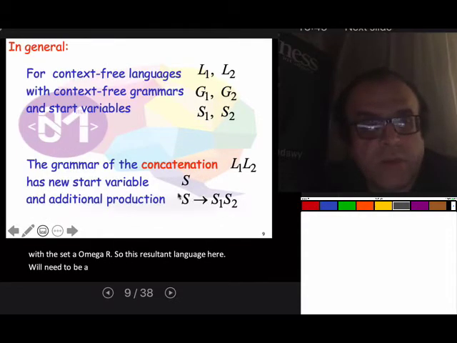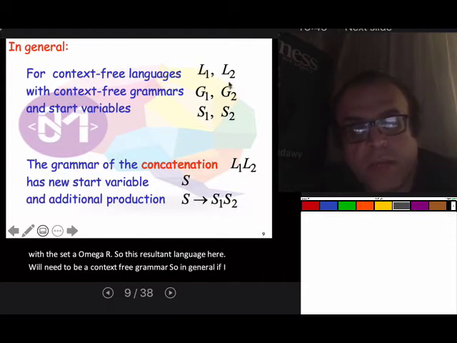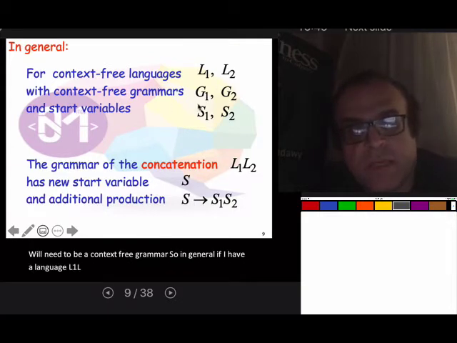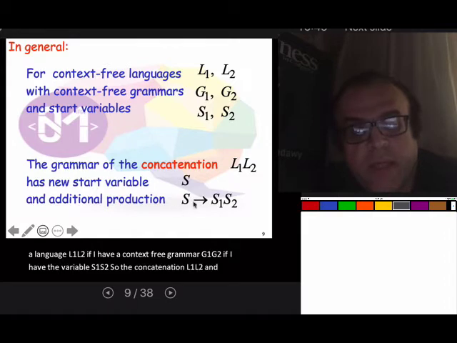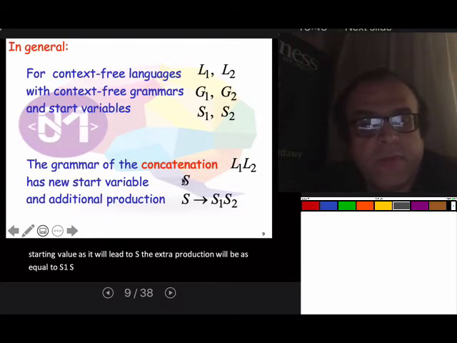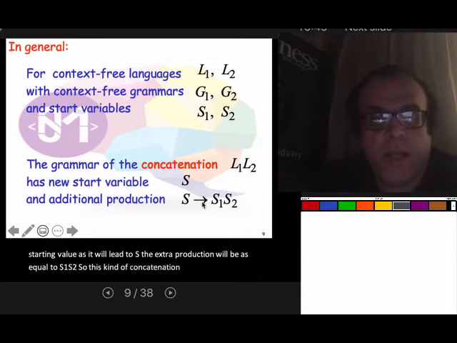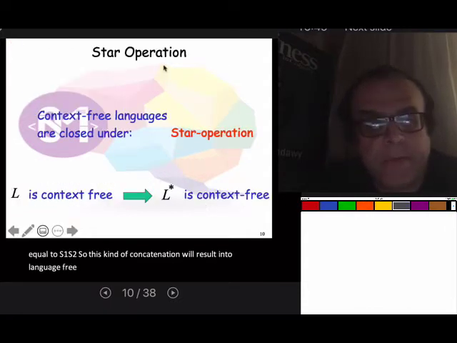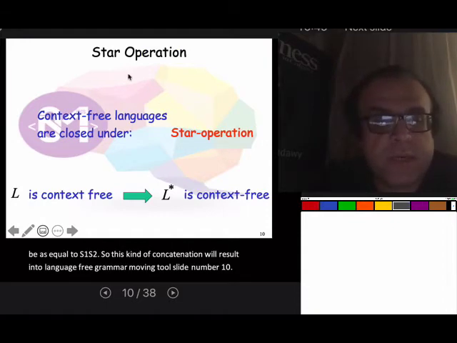So in general, if I have languages L1 and L2, with context-free grammars G1 and G2 and starting variables S1 and S2, then the concatenation of L1 and L2, with a new starting variable S, will have the extra production S goes to S1 S2. So this kind of concatenation will result in a context-free grammar.